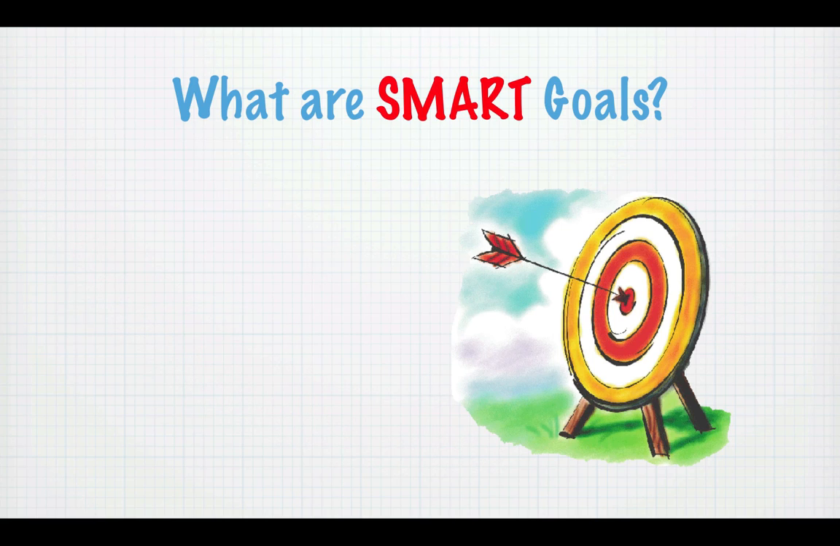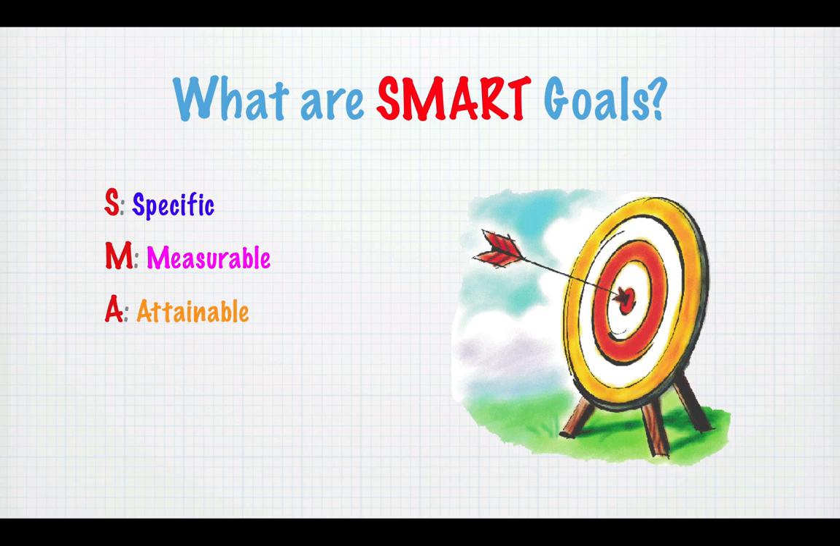What are SMART goals? SMART goals are specific, measurable, attainable, results-oriented, and lastly, time-bound.